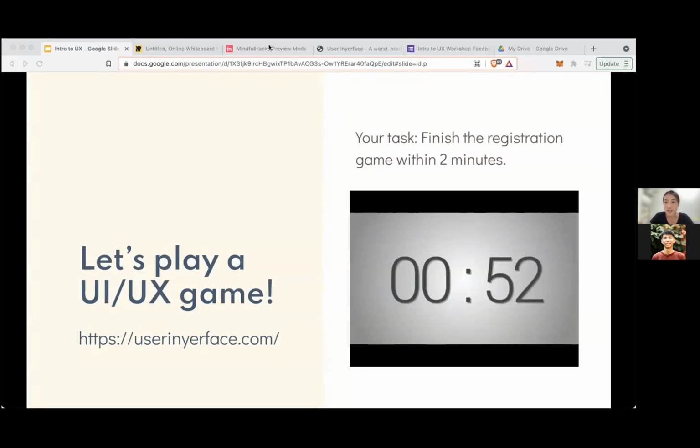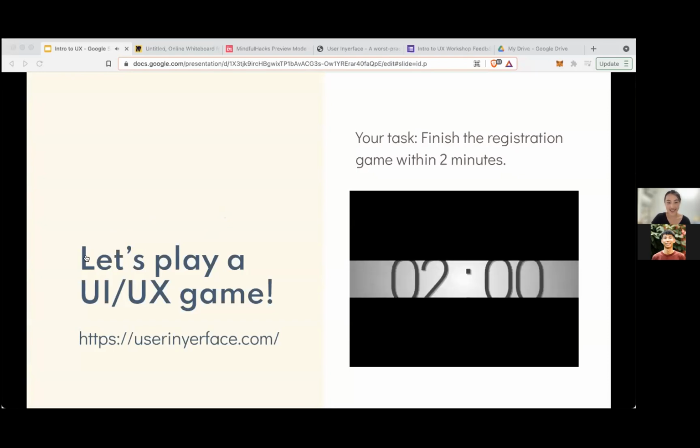Again, this is just a game for you to experience a UI UX design on the website, so you don't need to put in your real information. And let me know if you have any questions. Fifteen seconds left. 5 seconds. All right, time's up.